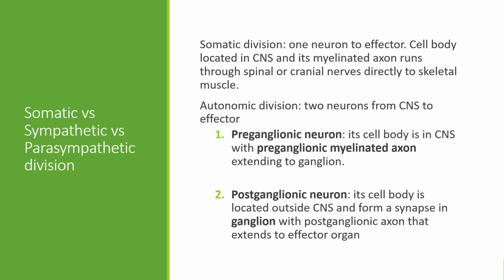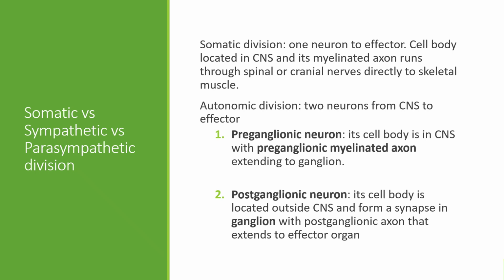Somatic division again, one neuron to the effector. The cell body was located in the central nervous system. It had a myelinated axon that ran from the spinal cord or the cranial nerve directly to the skeletal muscle. It was pretty straightforward. That's what we looked at in chapter 9. The autonomic division has two neurons from the central nervous system to the effector. So we only had one in muscle. We had one that came right out and went right to the muscle. Now we're going to have two, and they're going to be separated by a ganglion, right?